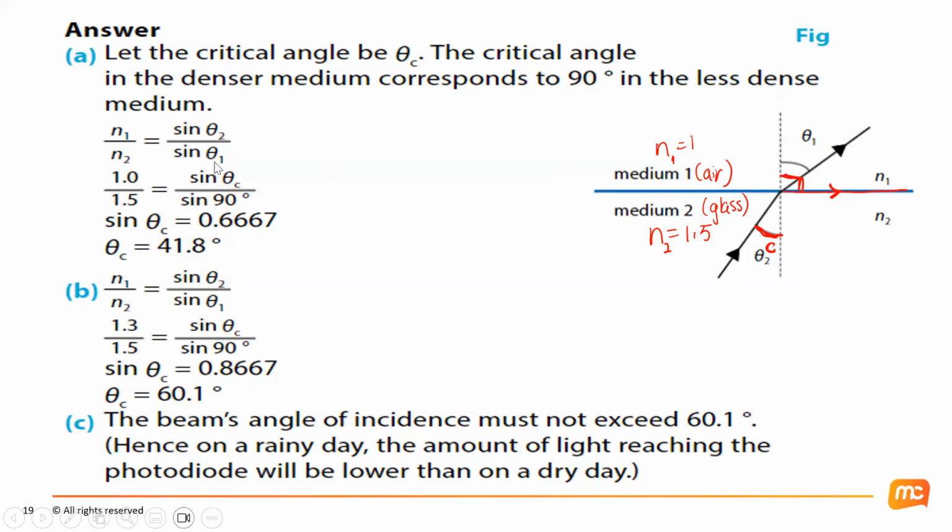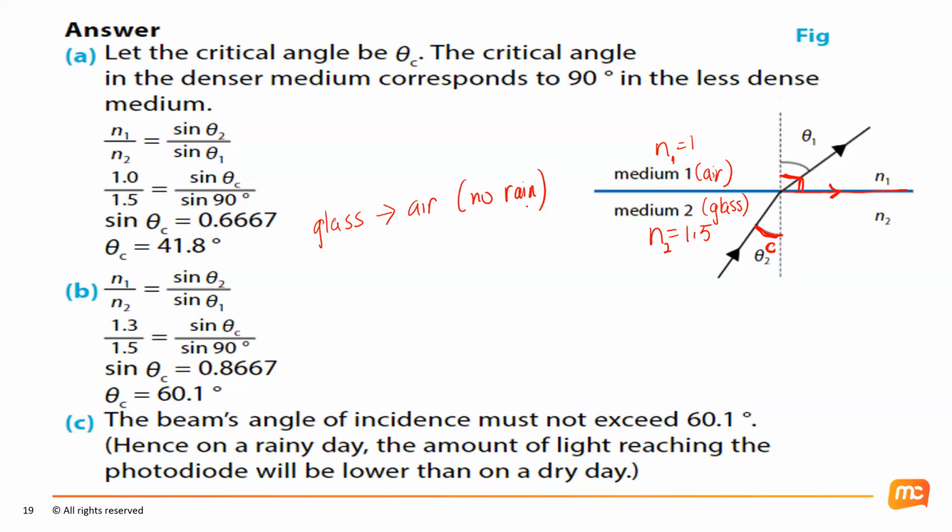So it's sine C over sine theta 1. Theta 1 is over here. Theta 1 is 90 degrees. So it's over sine 90. If I solve this equation, I'll get my critical angle when it is air and glass to be 41.8 degrees. This is when the light is moving from glass to air. That means no rain. There's no water.